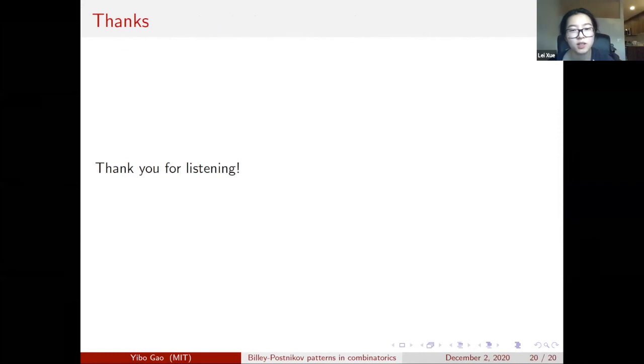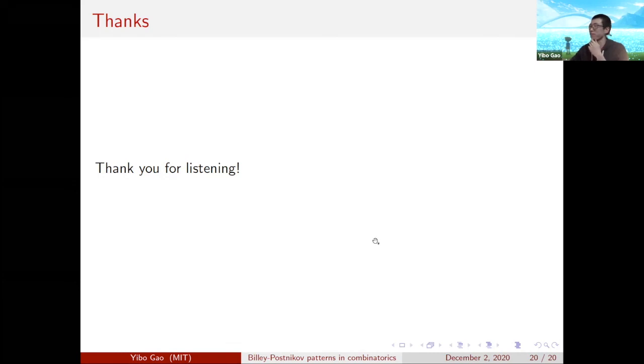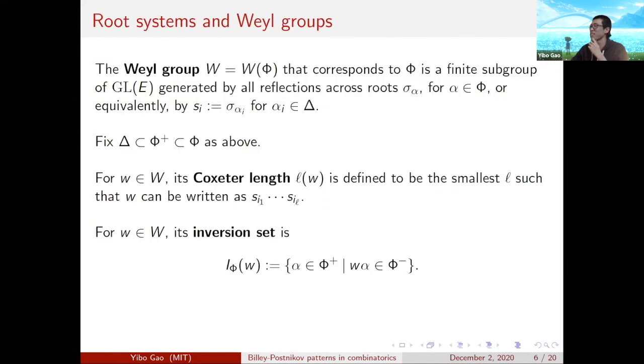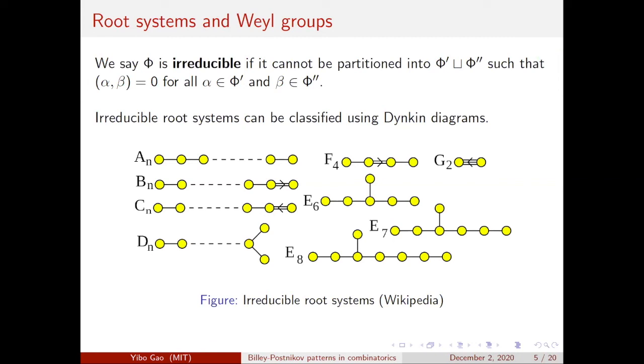All right, any questions? What is the type of a root system? Irreducible root systems can be classified by these types: type A, B, C, D, and some exceptional ones. I don't really understand how those describe the system, but I think there's some connection to Lie algebras, right?